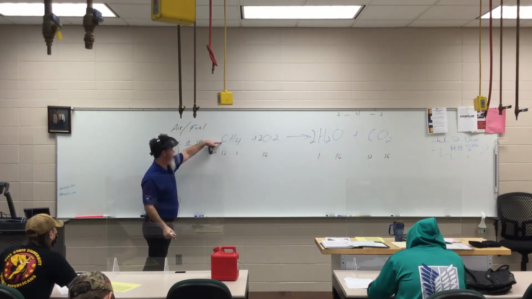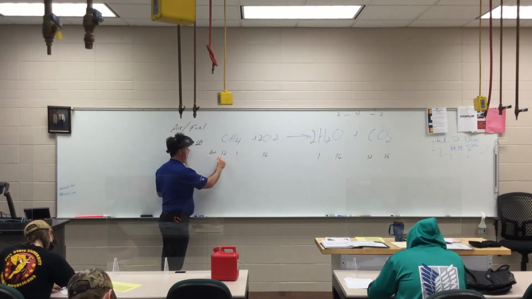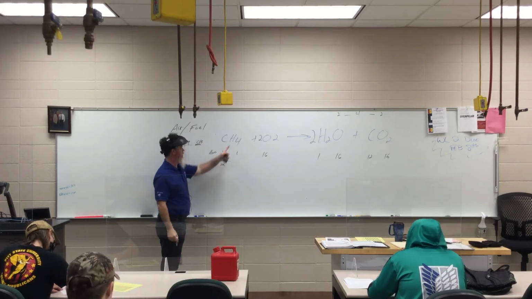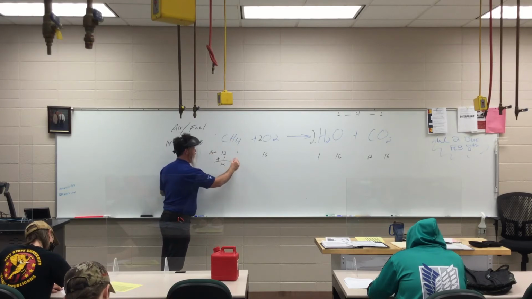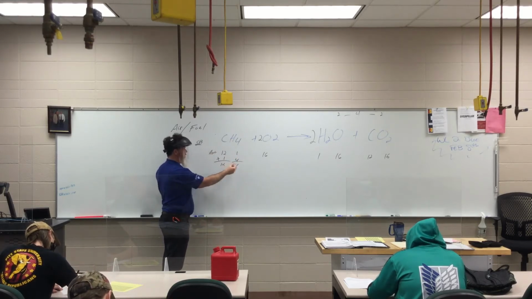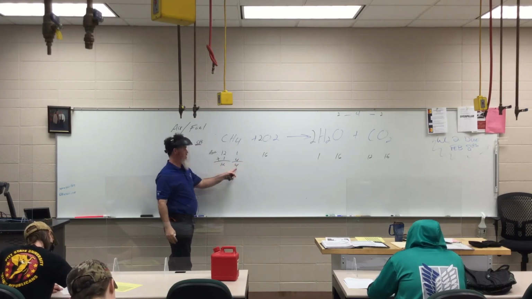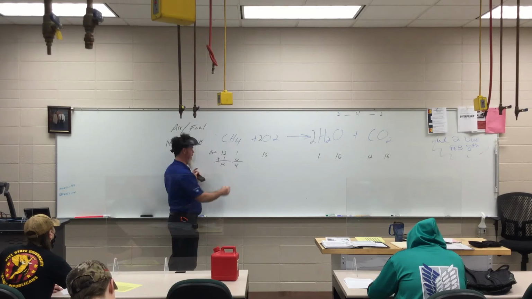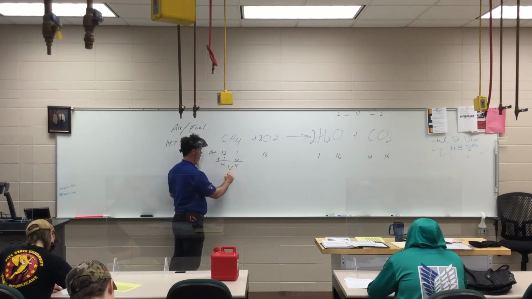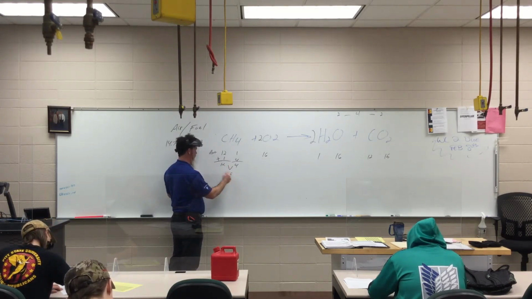So then I'm going to multiply it by how many of them I have. I only have 1 carbon there, so that is 12. I got 4 hydrogen there, so 4 times 1 is 4. Now the key here, though, is that this is CH4. So what do I have to do with these 2 numbers now? Add them together, and what are they? 16. So this is my total.